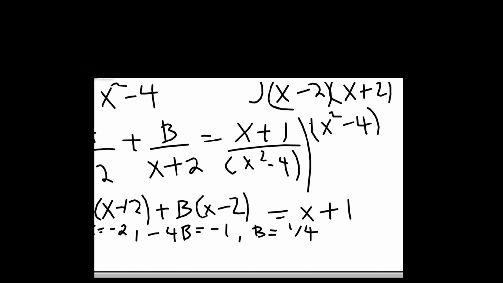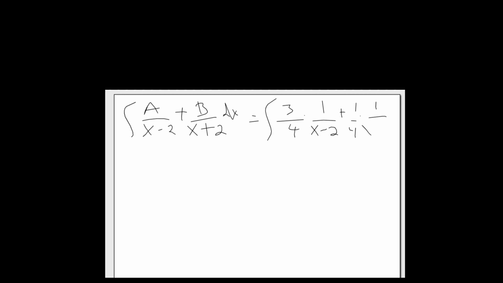Similarly, to solve for a, we're going to have x equal to 2. Now the b term will be equal to 0. We can disregard it. And then 2 plus 2 is 4. So 4 times a, which is just 4a, is equal to 2 plus 1, 3. So a is equal to 3 over 4.